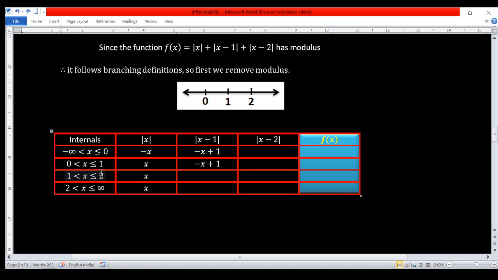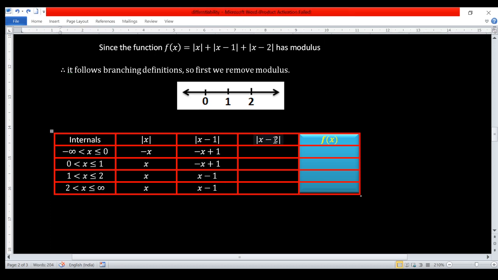Now between 1 to 2, take any number between 1 and 2. Even 2 you can take, but let us take 1.5. 1.5 minus 1 is 0.5, so 0.5 is a positive number. So the input is positive and we can write as such x minus 1. The next interval, 2 to infinity, is also a positive number, so x minus 1.